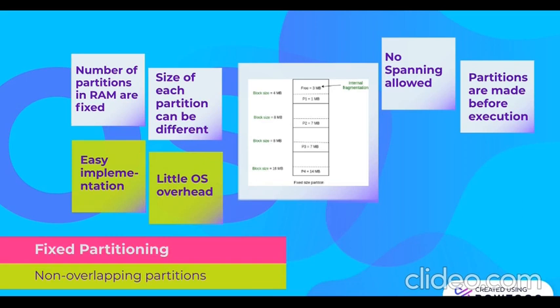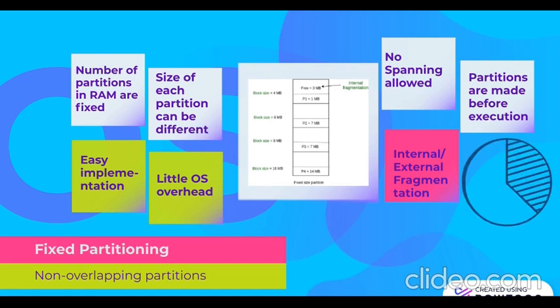Disadvantages of fixed partitioning. Internal fragmentation. Main memory use is ineffective. Any program, no matter how small, occupies an entire partition. This can cause external and internal fragmentation. External fragmentation: the total unused space of various partitions cannot be used to load the processes even though there is space available, but not in the contiguous form, as spanning is not allowed.